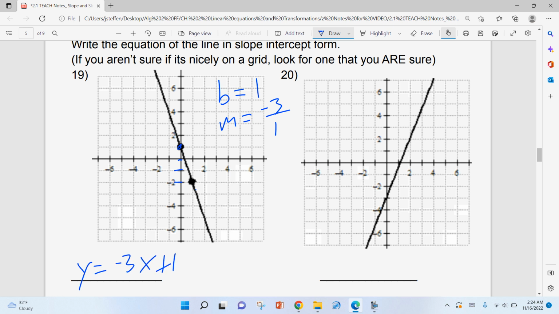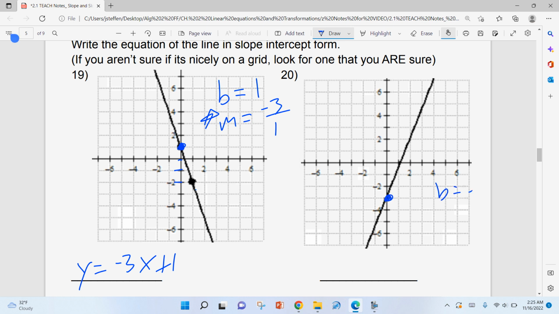Now I would highly recommend when you find your slope, always start with the left-hand point. If you do that, then your numerator is going to be negative, but your denominator never will be, because if you start with the left-hand point, the next step is going to the right. But, again, you don't have to. Anything will work out. So same thing with this one.